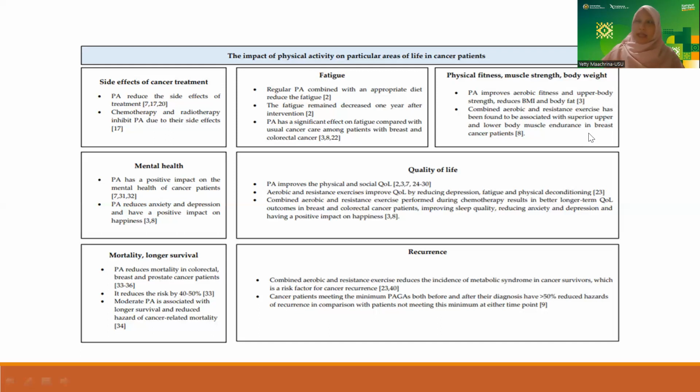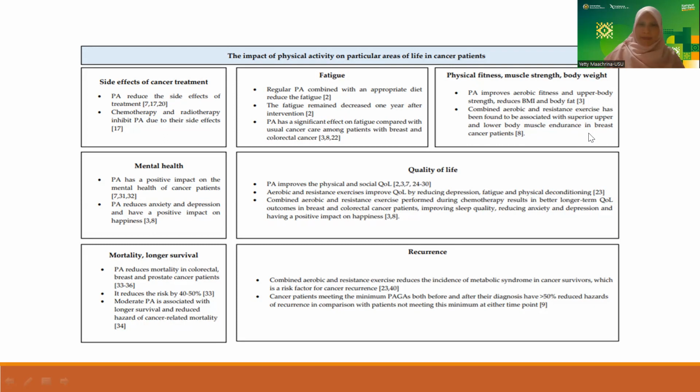But if it is stage two or stage three, they do surgery, they do chemotherapy, they do radiation, and after that they have a good improvement. But we have to consider the recurrences. The recurrences are also related to risk factors.